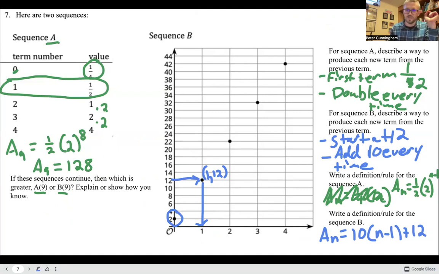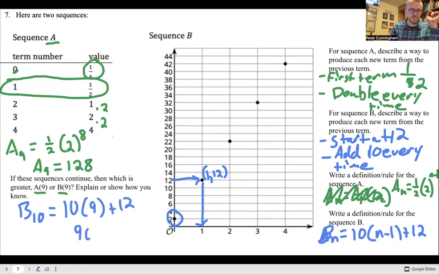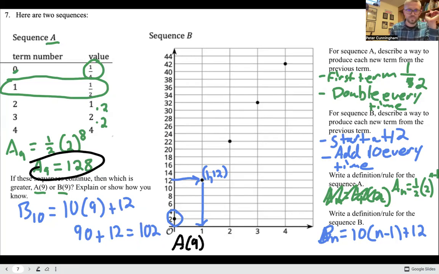And then for the ninth term here, this is a little easier, multiplying by 10. Nice. I should have written B of n. So the difference for function B was 10. We're doing the ninth term, so we're going to multiply that by 9 and then add 12. So 90 plus 12, 102. So in this case, we have just proven that A9 is greater.